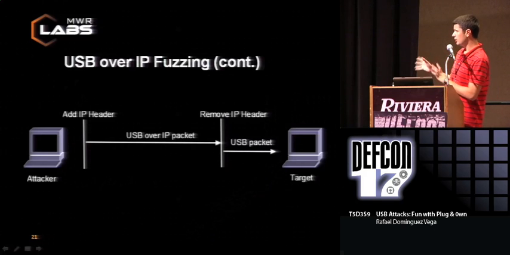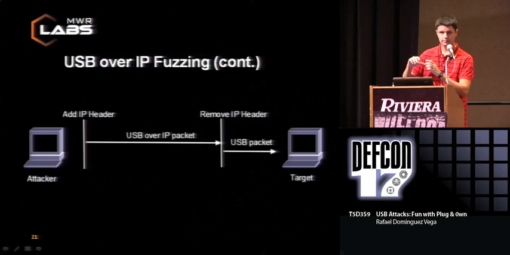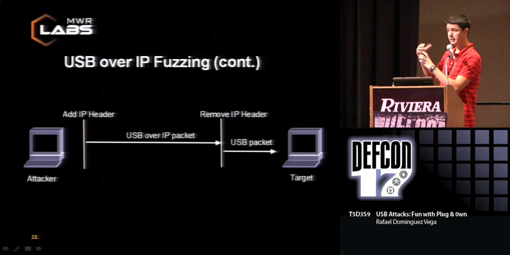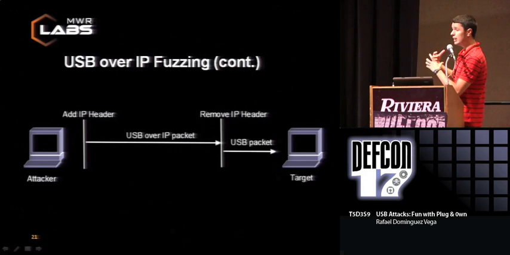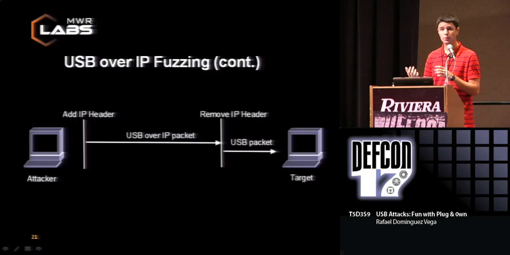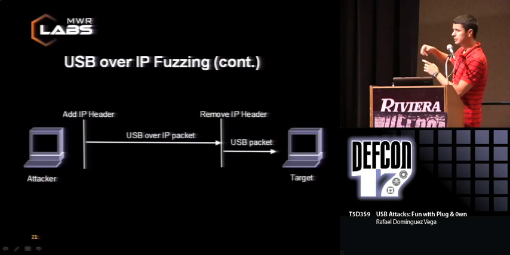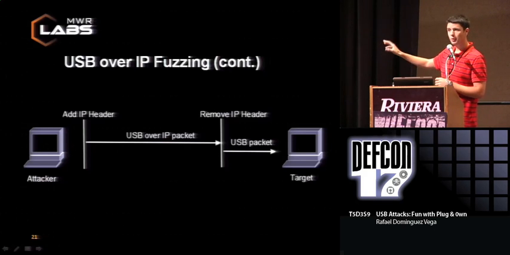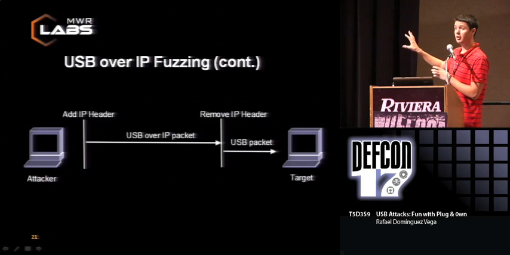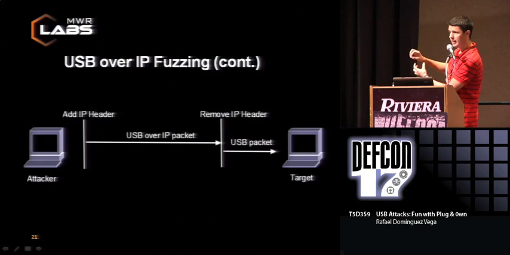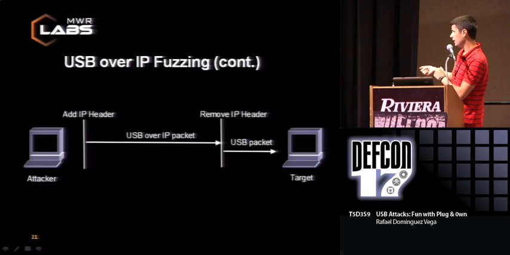So our environment looks something like this. We have the attacker system with this tool that we created to replicate the USB IP packets. We implemented an already existing network fuzzing engine, which will be creating our fuzzing cases. The attacker would send the USB packets over IP. At the target system, we would have the USB IP module installed, which would be in charge of taking that USB packet with the malformed data, removing the IP header from the packet, and sending the USB packet directly to the drivers.